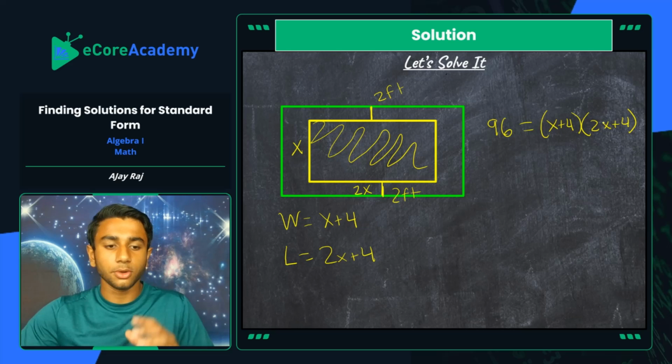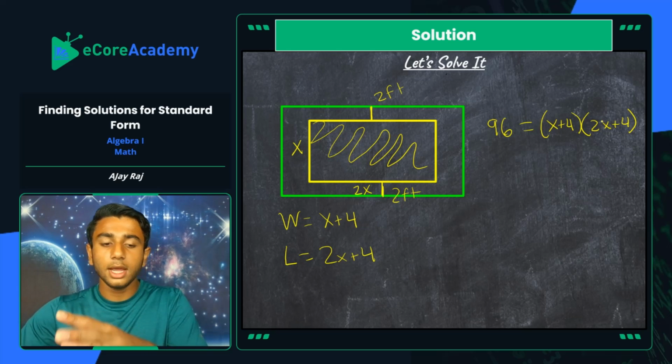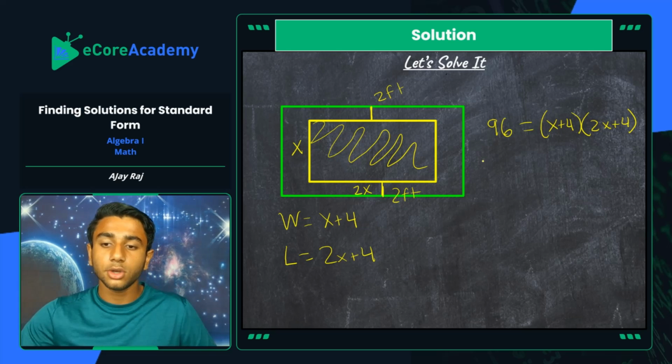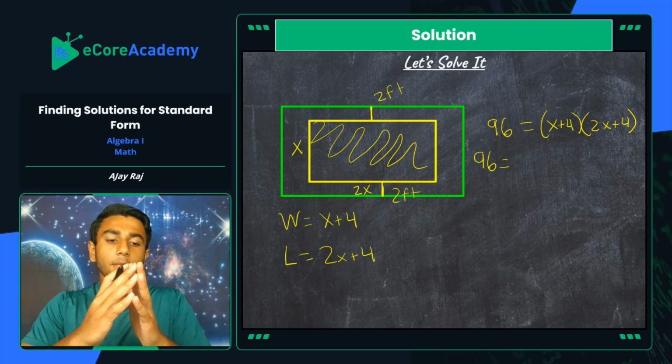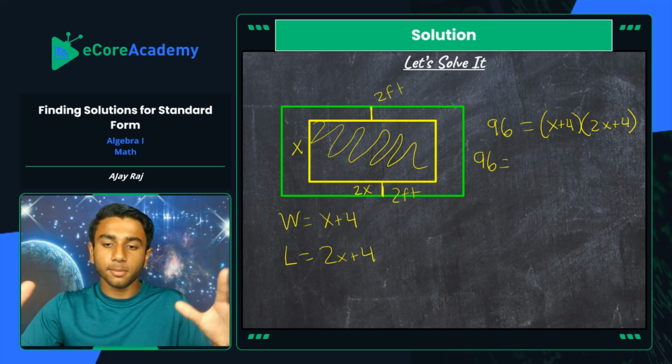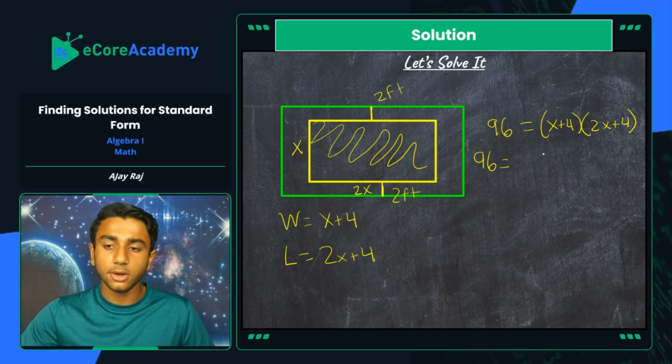All right, now we can just FOIL this out, and then we can start to factor it, group it, and find out what our solutions for x are. So first thing that we're going to do is multiply this out to get our standard form equation, the non-factored form of what the area is. So x times 2x is 2x squared. 4 times 2x plus 4 times x is going to be 12x. So plus 12x. And then 4 times 4, that's going to be 16.